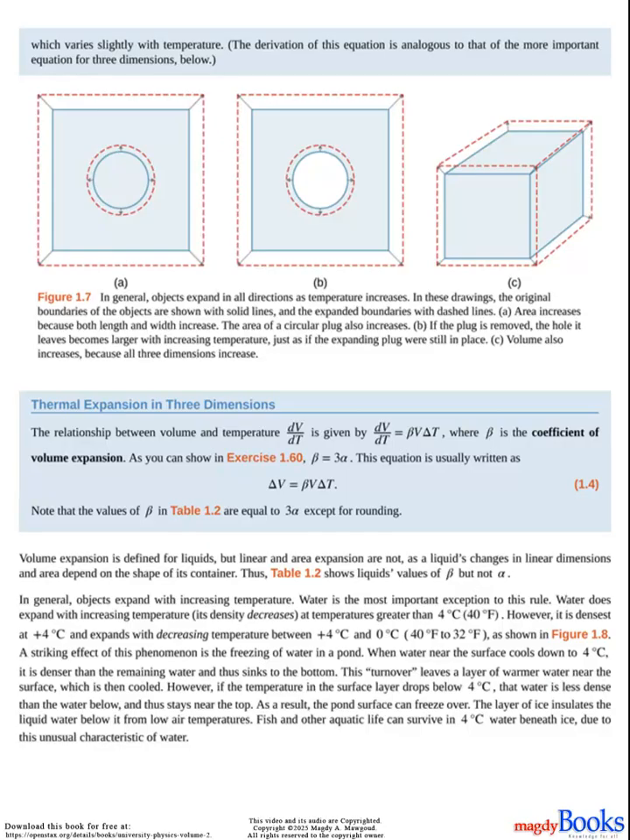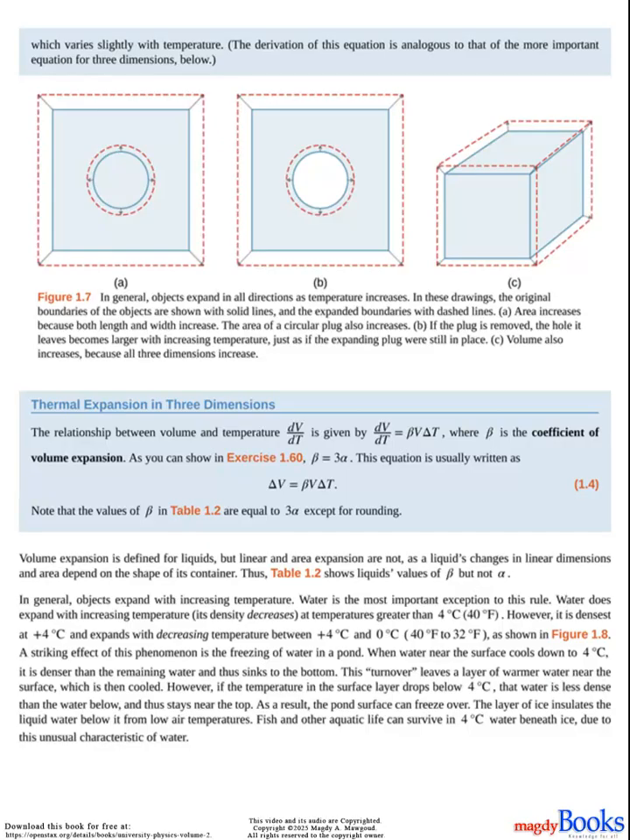A striking effect of this phenomenon is the freezing of water in a pond. When water near the surface cools down to 4 degrees Celsius, it is denser than the remaining water and thus sinks to the bottom. This turnover leaves a layer of warmer water near the surface, which is then cooled. However, if the temperature in the surface layer drops below 4 degrees Celsius, that water is less dense than the water below, and thus stays near the top. As a result, the pond surface can freeze over.